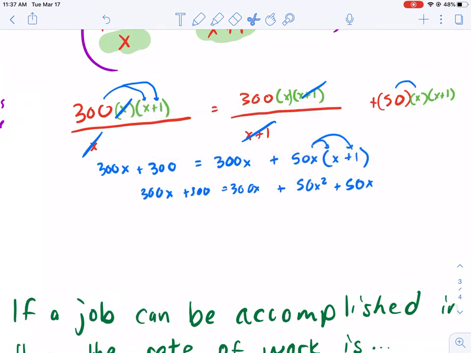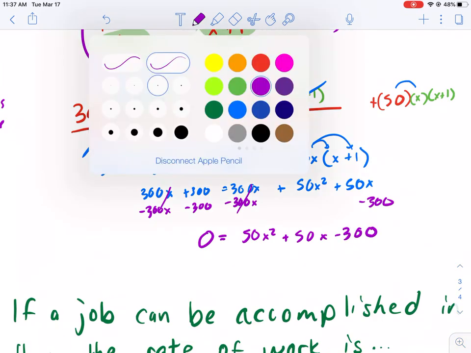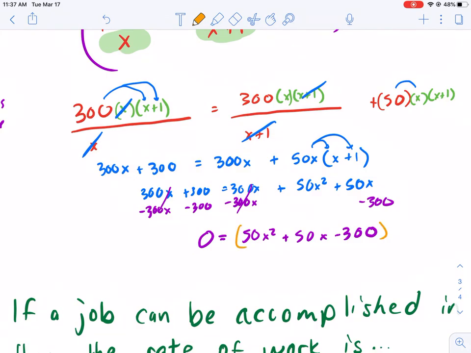Let's subtract 300x from both sides. Why am I doing that? I recognize that if you have the same thing on both sides, essentially you're going to cross them out. 300x minus 300x is just 0. Now I have 300 on this side. If I see an x squared, I know I need this equation equal to 0 so I can factor it. So I need to subtract 300 from both sides. When I'm done, I get 0 equals 50x squared plus 50x minus 300. It looks super complicated, really is not. We recognize that you can factor out a 50, or essentially divide everything by 50 here.